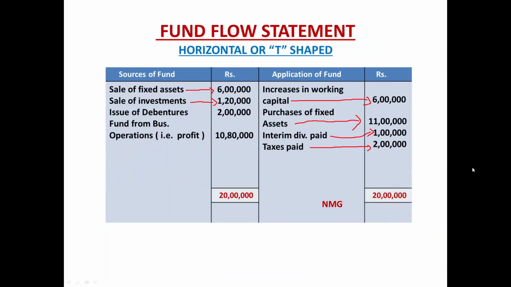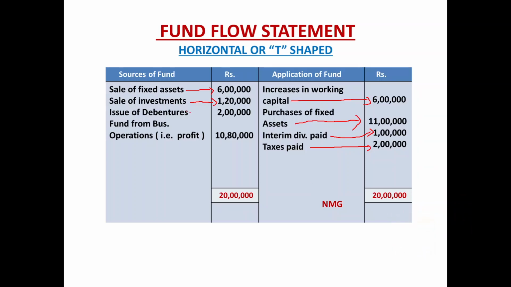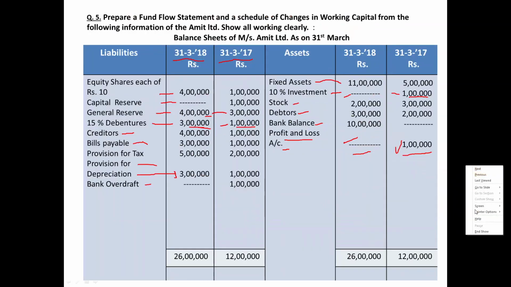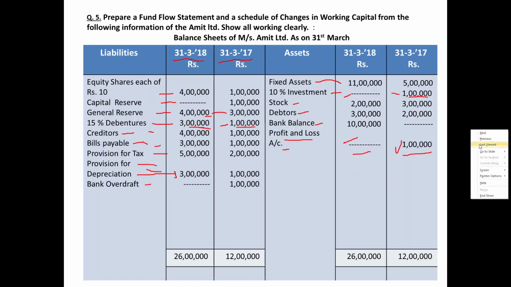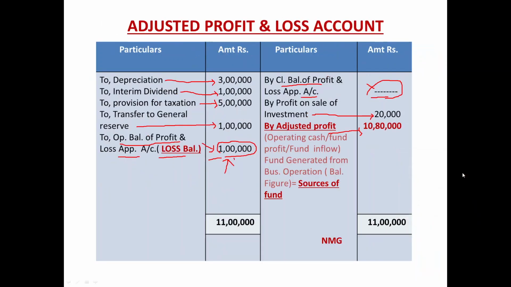It indicates the sources of fund: 2 lakh rupees received due to issue of debenture, sources side 2 lakh rupees. Once again the balance sheet reading: after debenture, creditors, bills payable, item of current liabilities, provision for tax over, provision for depreciation over, bank overdraft over. So this was the reading of the balance sheet. Now we have to close the two accounts. One is adjusted profit and loss, and then afterwards the fund flow statement.